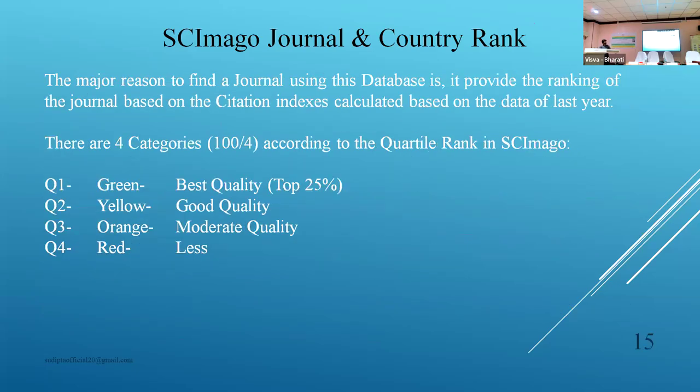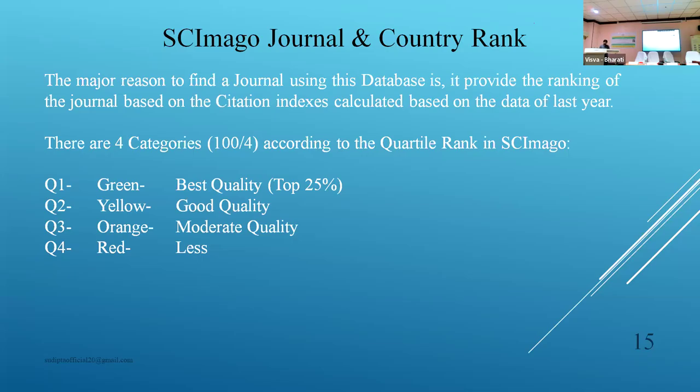So the Scimago journal ranking uses the database of Scopus, obviously, and it is based on the citation index which the particular journal got during the last year. If you are searching the journal in 2024, it means you are getting the ranking of 2023. So Scimago journal ranking is always one year late because it is not possible to give you real-time data. There are four categories, Q1, Q2, Q3 and Q4, with color codes as well: green, yellow, orange and red. Obviously, who comes first in the class is the best, so Q1 journals are the best journals. If you choose Q1 journals, then you are choosing a great journal.